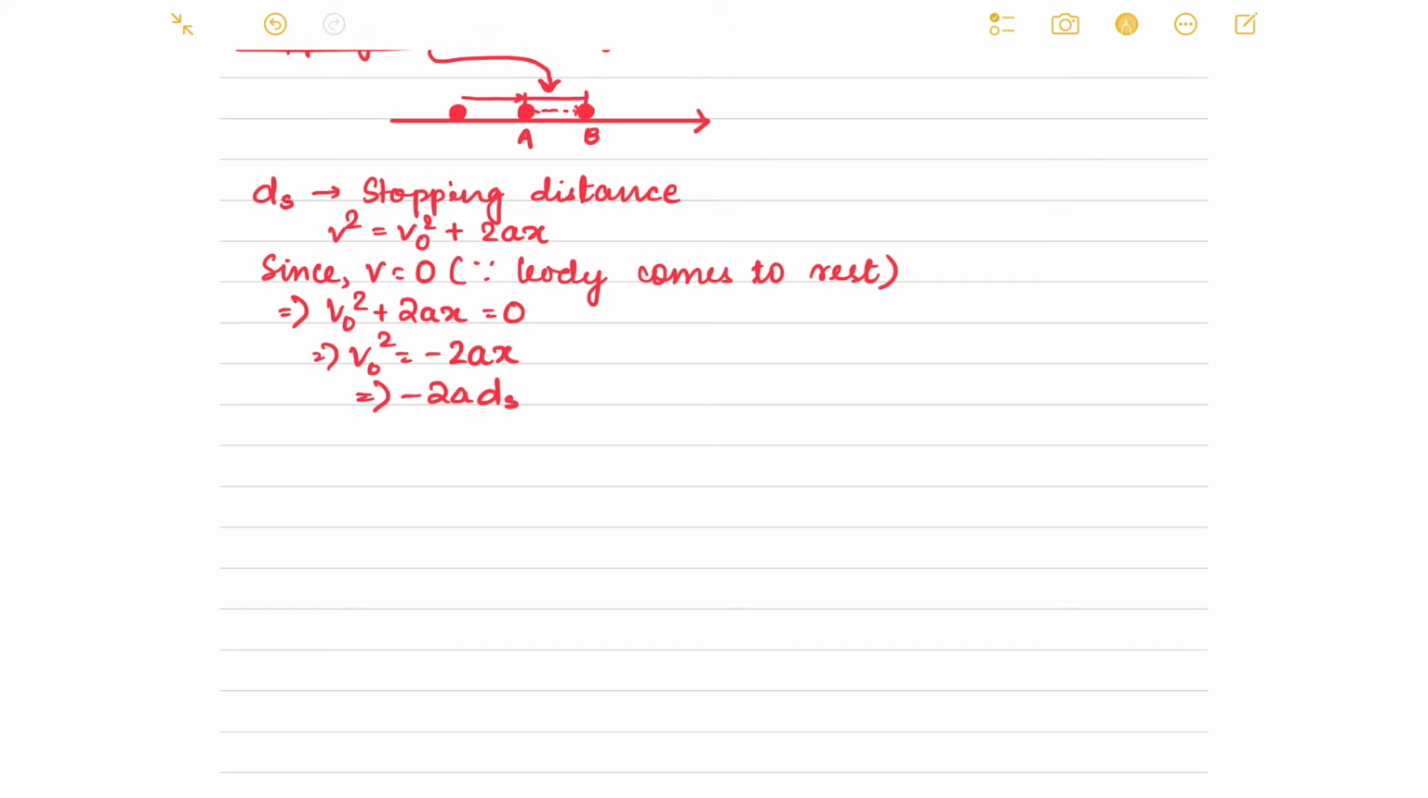Here we are considering x as ds, the stopping distance, equal to V0 square. This implies that ds is equal to minus V0 square by 2a. So ds is directly proportional to V0 square. If V0 increases, ds also increases. The more the velocity a body is traveling with, the more will be its stopping distance.